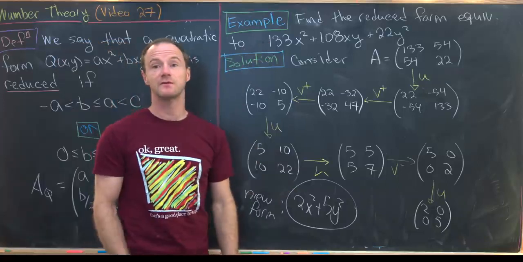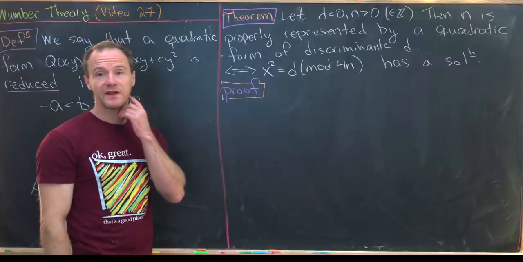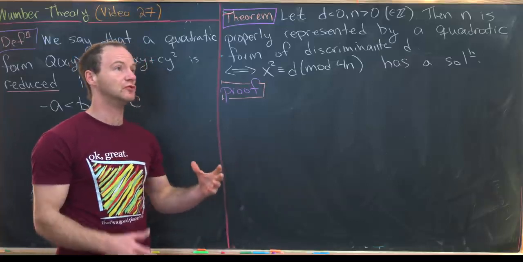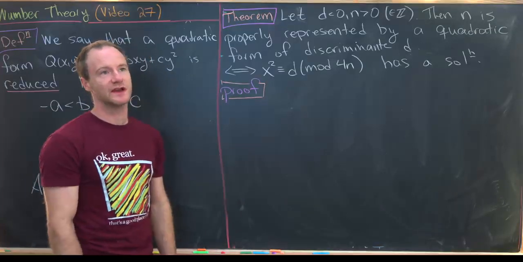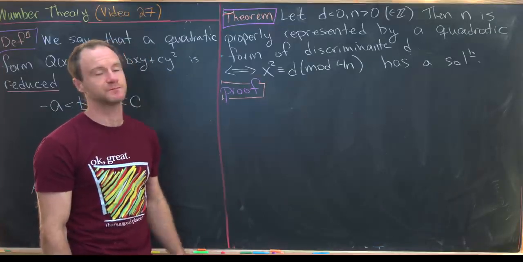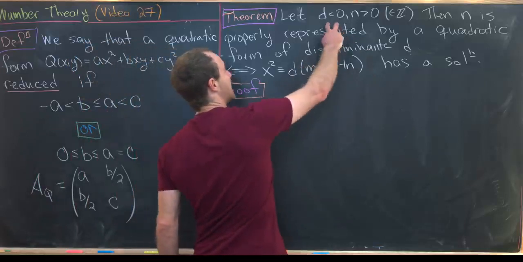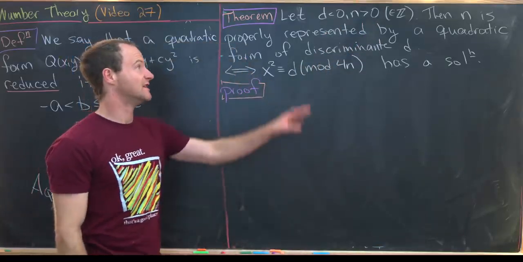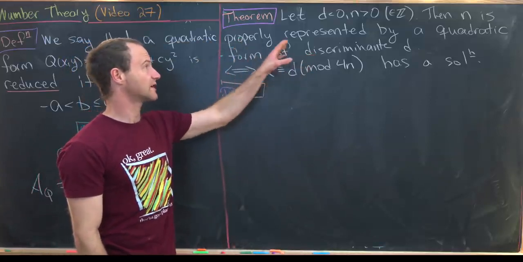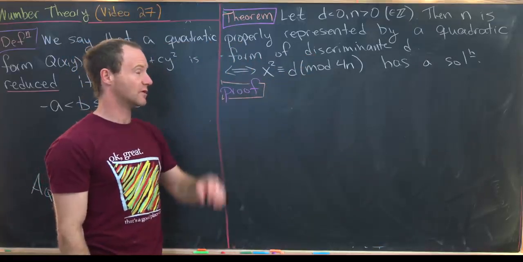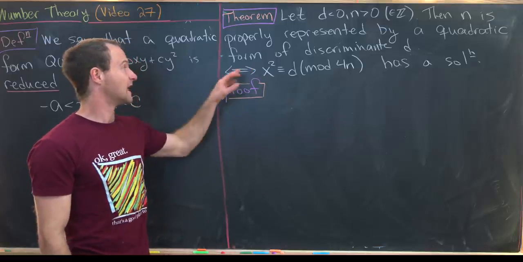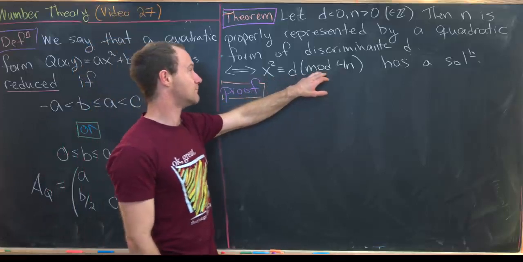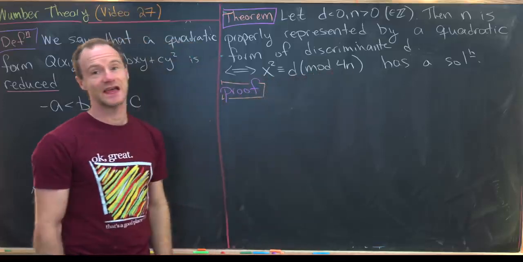Okay, we've got a big theorem before we finish it off. Now we've got our big theorem for today, which is in some ways parallel to which natural numbers can be written as the sum of two perfect squares. Okay, so we'll let d be negative and n be positive. They are both integers. Then n is properly represented by a quadratic form of discriminant d if and only if x squared congruent to d mod 4n has a solution.